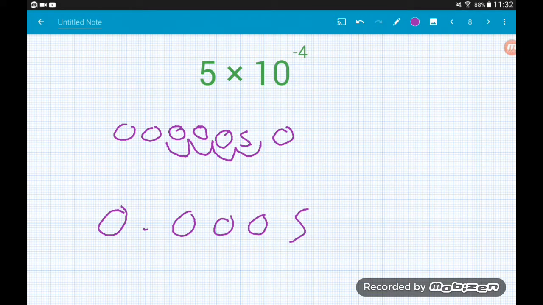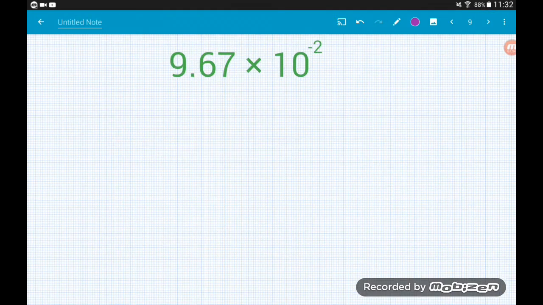Okay, so once we know where the decimal point is going, we don't want any of those spare zeros at the start. Technically it's not wrong, but we don't like to write more than we have to. It's all about keeping things neat and tidy. Okay, on with the next.